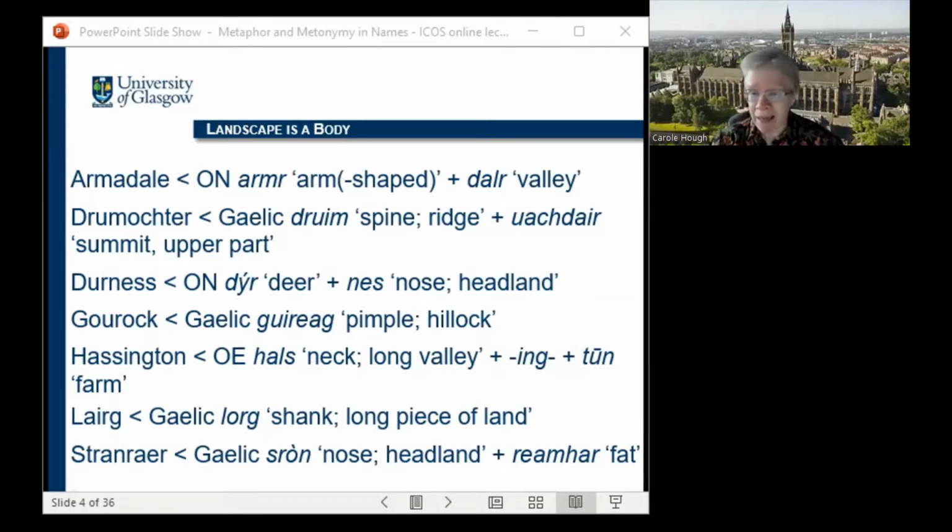Gurrock is from a Gaelic word for pimple, used of a rounded hillock. In Hassington, an Old English word for the neck refers to a long valley, while Leg uses a Gaelic word for the shank, part of a leg, to refer to a long piece of land. Just like Durness, Stranraer uses the Gaelic word for nose to refer to a headland, showing how the same metaphor occurs in different, unrelated languages.